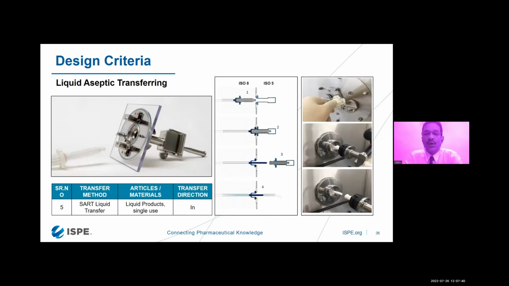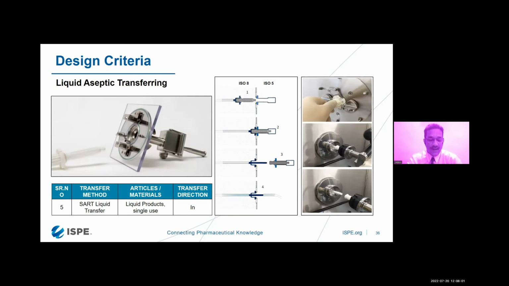In case of a liquid transfer, you're also going to work with the SAT connectors. Now, when we talk about the SAT connectors, they are basically for the connections for the sterile liquid into the sterile final filling environment. It will be pushing it from the outside area.